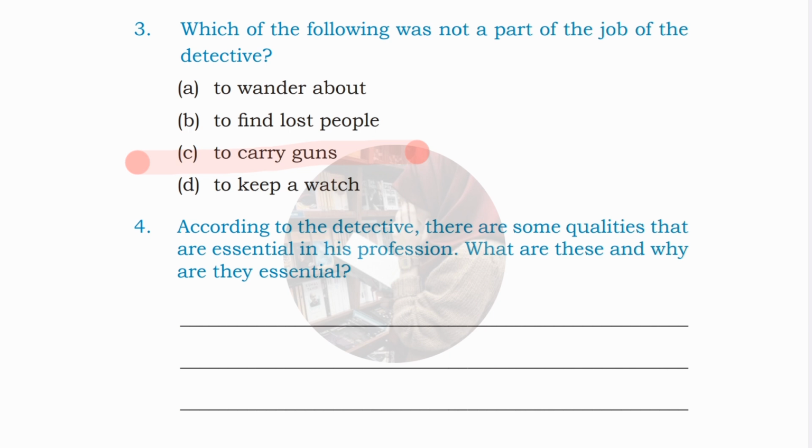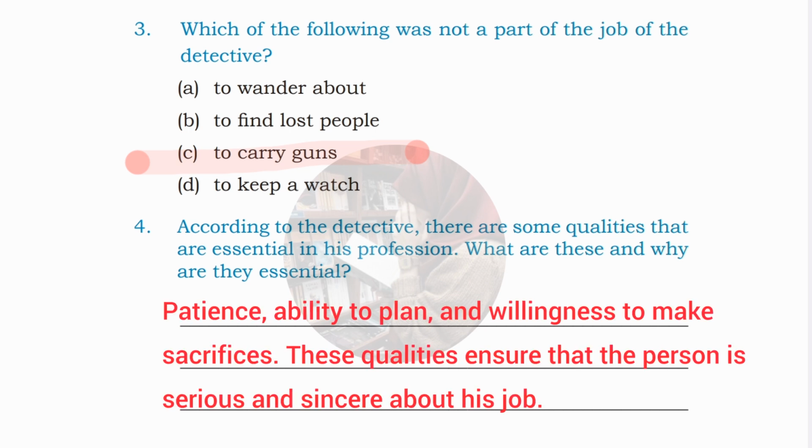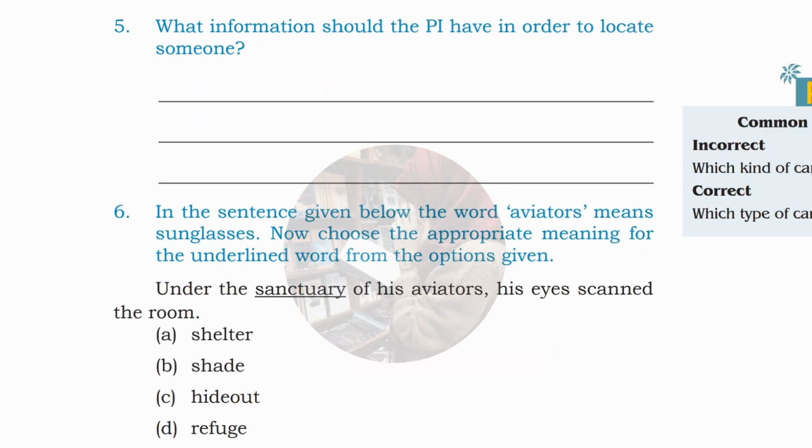Fourth question, according to the detective, there are some qualities that are essential in his profession. What are these and why are they essential? Answer is patience, ability to plan, and willingness to make sacrifices. These qualities ensure that the person is serious and sincere about his job. Okay, now we'll move to the fifth question, which is, what information should the PI have in order to locate someone?